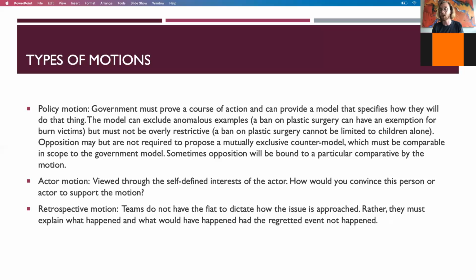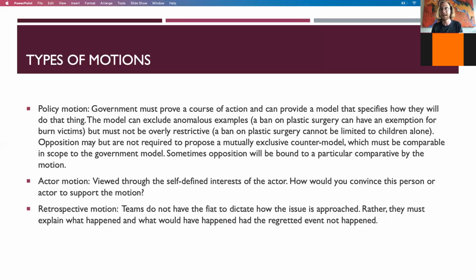So you couldn't say, for example, in a debate about banning plastic surgery, that this debate is only limited to plastic surgery for children and adults should be able to get it. That is an overly restrictive interpretation that isn't about anomalous examples, but actually gets to the heart of what we think the burden needs to be within this debate. You need to use your good sense and sense of reasonableness to interpret these motions.